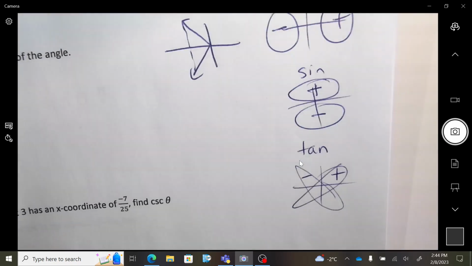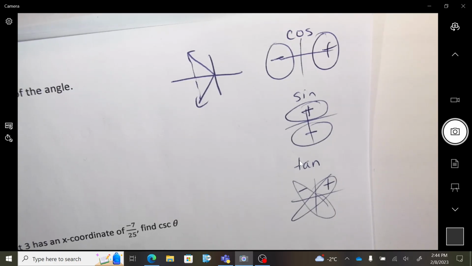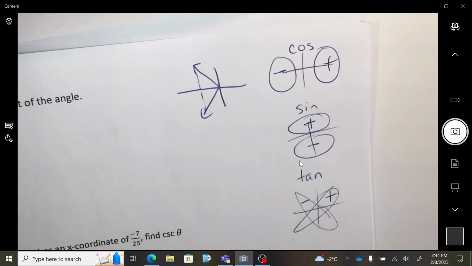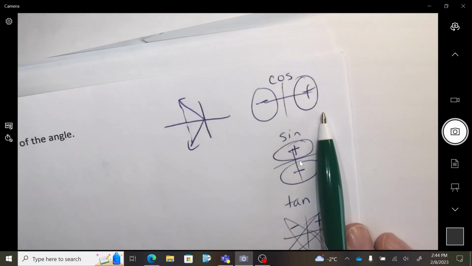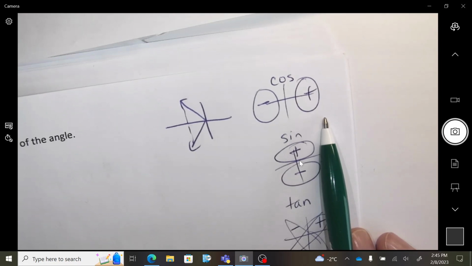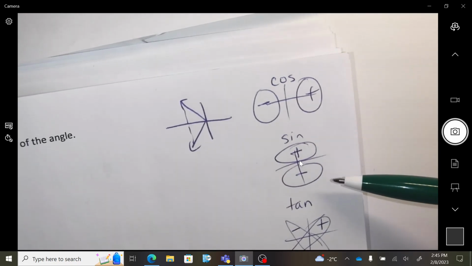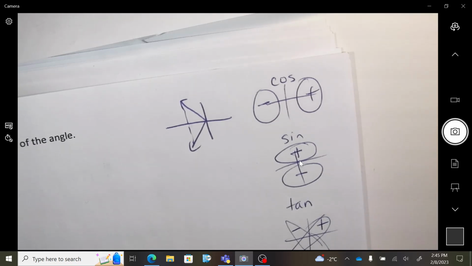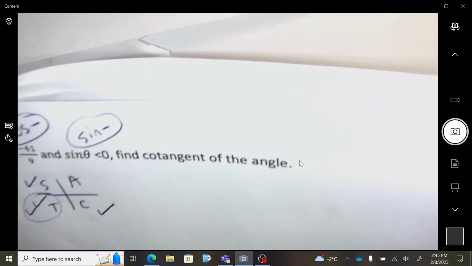That's the fast way to think about it. On your formula sheet, what letter does cosine have with it? X. So guess why it's left and right? X. And sine on your formula sheet has what letter with it? Y. So guess why it's split top and bottom? It all connects.